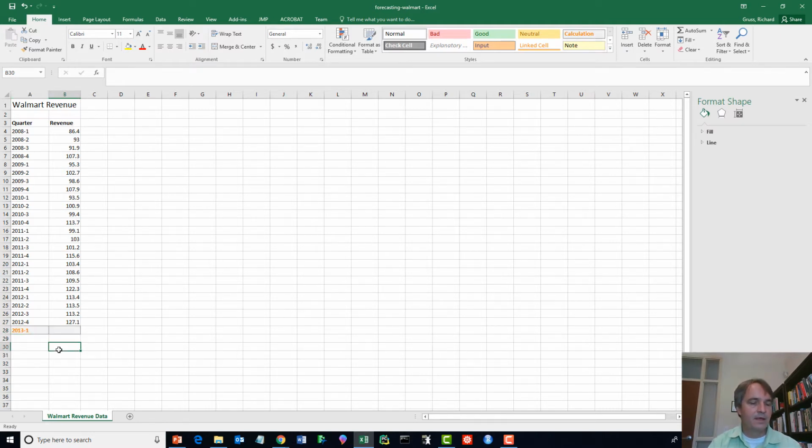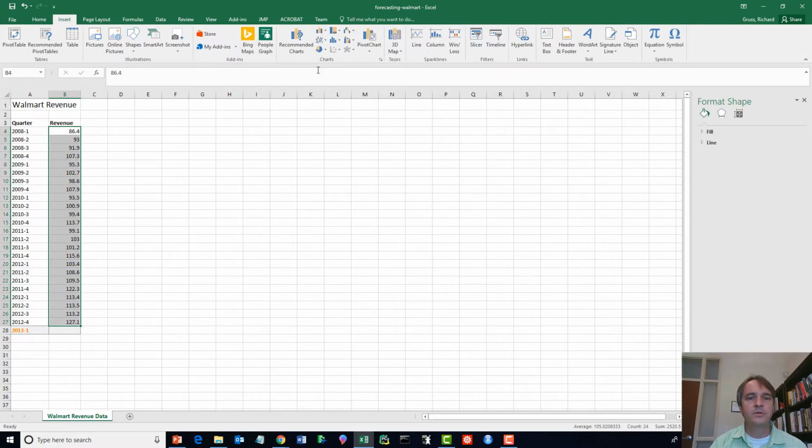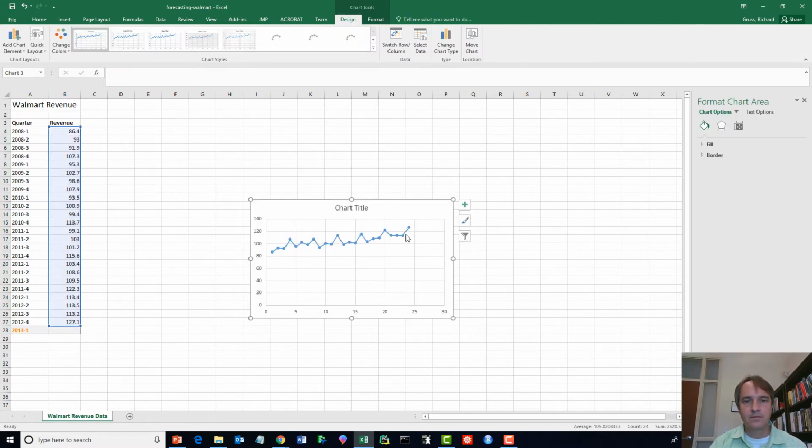We're going to try simple linear regression first. So of course, where do we start? Well, we start by looking at the data. We're going to insert a line chart, so we can see what this time series looks like.